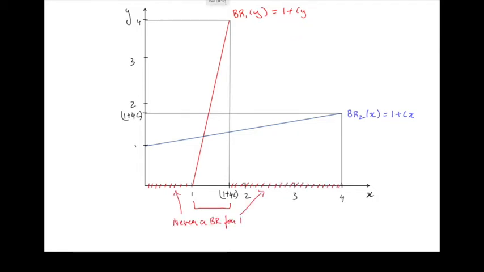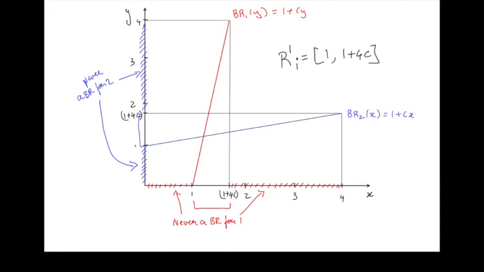Similar reasoning tells us that the best responses for player 2 are only between 1 and 1 plus 4c. So none of these are best responses. After one round of elimination, we're left with, for each player i, the surviving strategies that can be a best response: those strategies between 1 and 1 plus 4c. So that's round 1 of removing strategies that are never a best response.